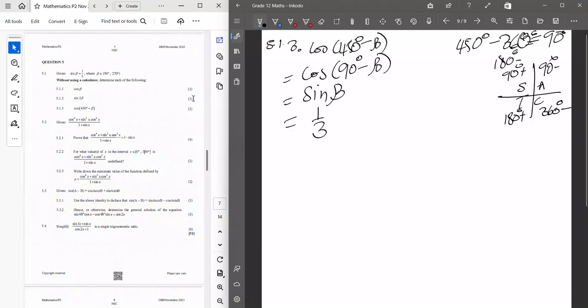So we were able to complete this question in less than 9 minutes. Okay, proceeding. Let's see now. 5.2, given this, prove that this is equal to that.